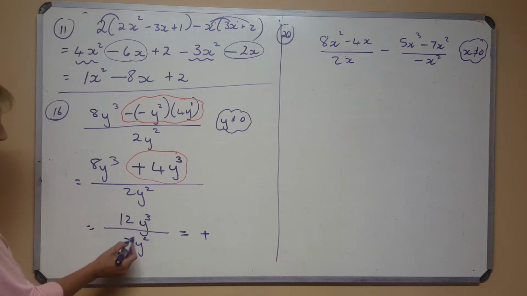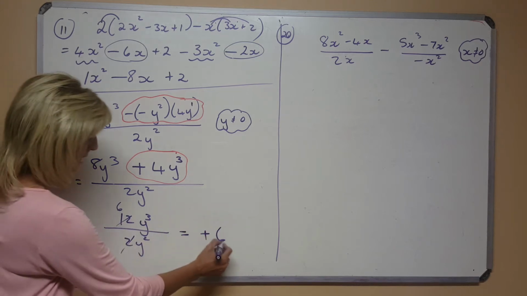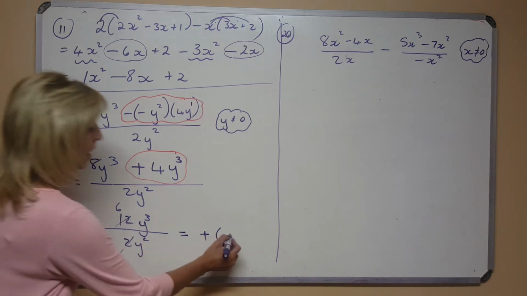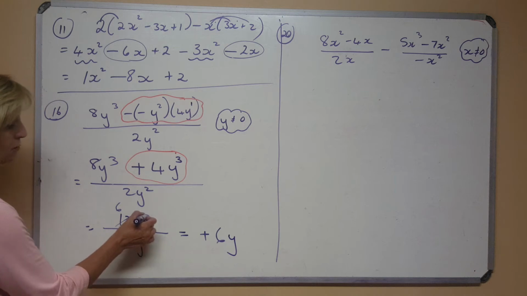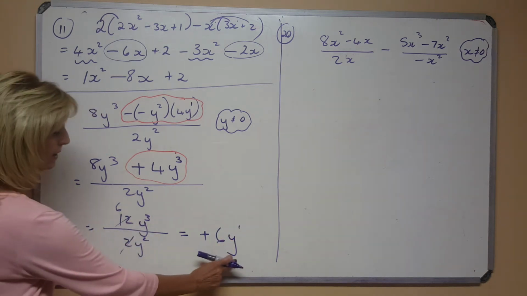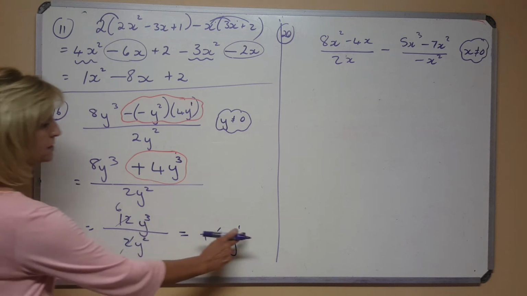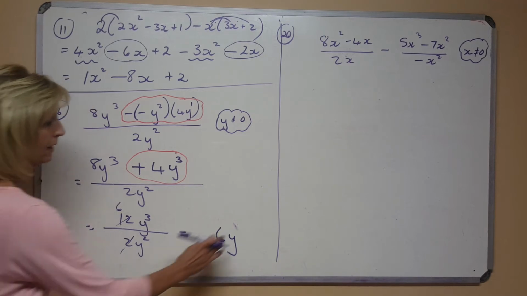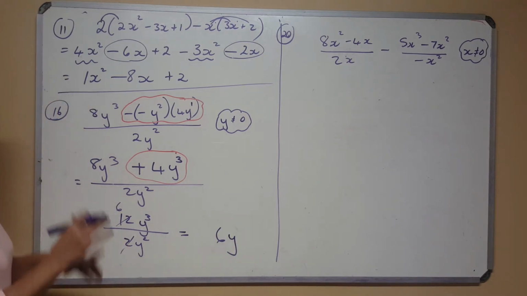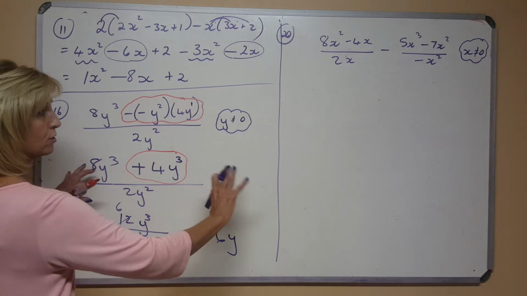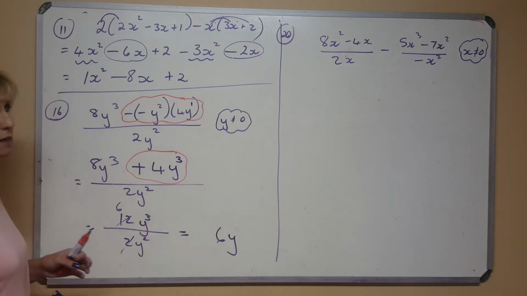2 goes into 12 6 times, and y to the 3 divided by y to the 2: if you divide and the base is the same, keep the base and subtract the exponents, 3 minus 2, which is 1. If you divide, you keep the base y, 3 minus 2 is 1, so that the answer is just 6y. If you did it the other way around, it must work out to the same thing. If you split them up, you would have gotten 2 answers that you can add and still get to 6y.